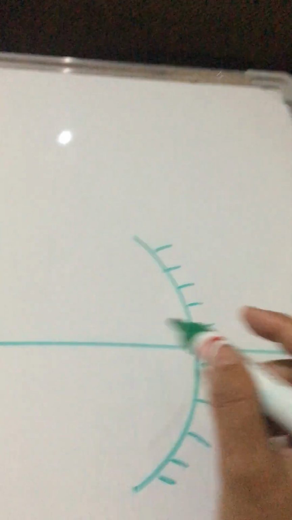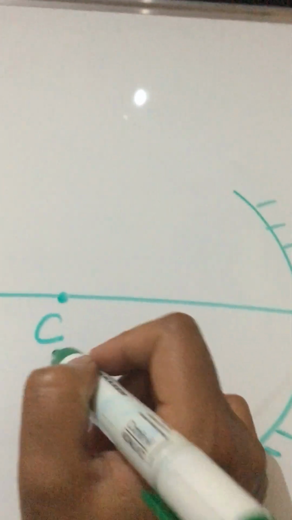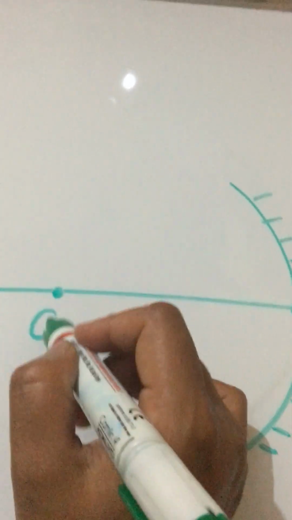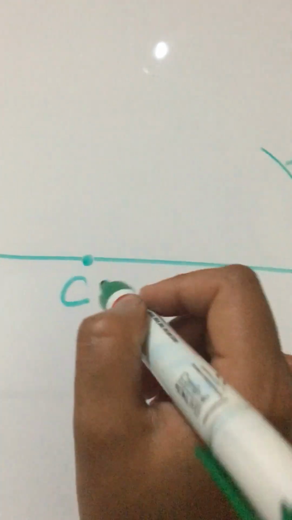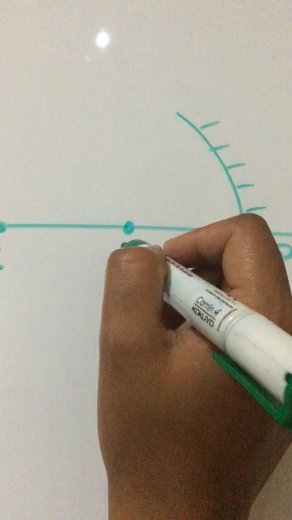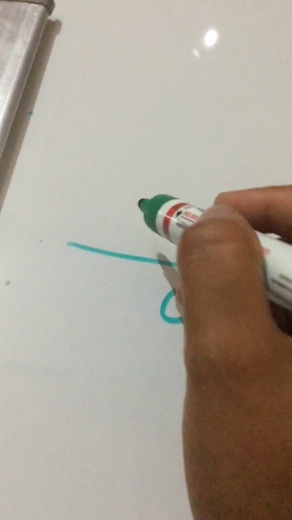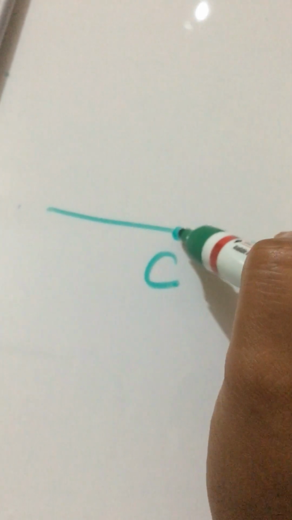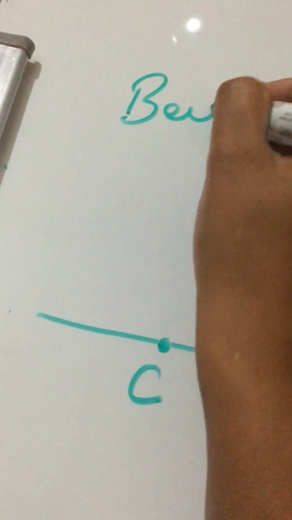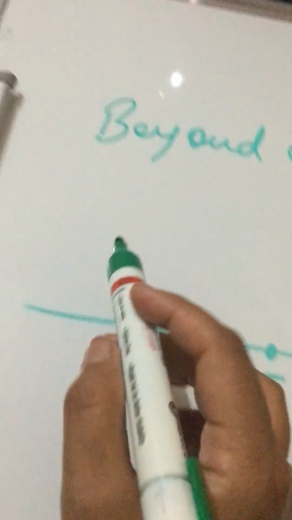Pole, center of curvature. Previously I was using O, but as the text is using C, you have to stick with the C. Then the midpoint of it is the focus. Now let me choose the object beyond C, somewhere beyond C.